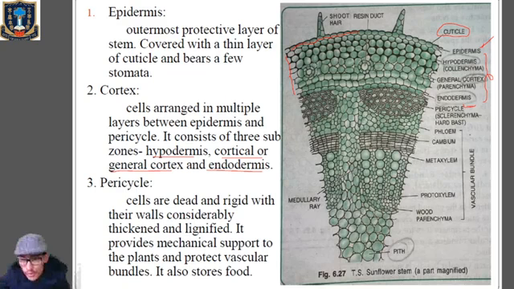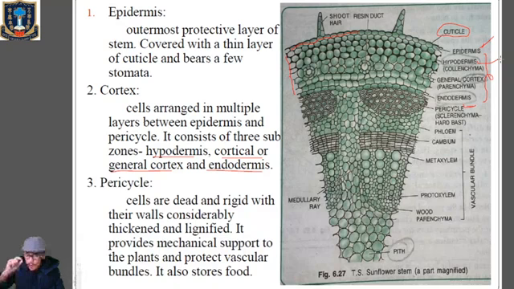Okay, so you can see over here the hypodermis, the first subzone of the cortex, which is nearly 4 to 5 cell thick. It is in the page number 6.28. One more time, it's in the page number 6.28. Okay, so hypodermis is nearly 4 to 5 cell thick layer, and is made up of collenchyma. Okay, it's made up of collenchyma, and it just lies below the epidermis.